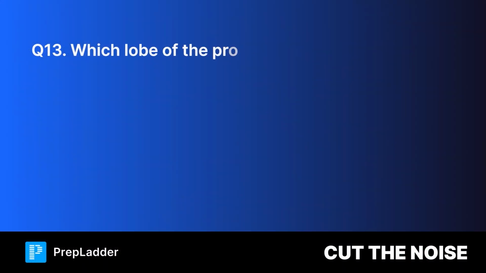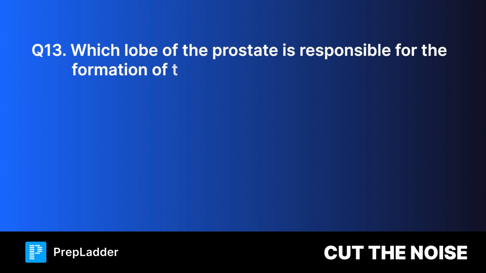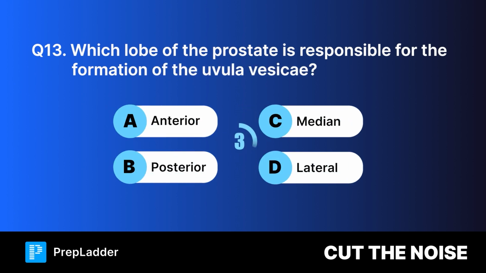Question 13. Which lobe of the prostate is responsible for the formation of the uvula vesicae? Your options are. And the correct answer is median.